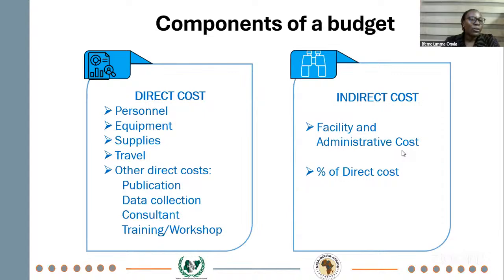Then our indirect costs. It's usually a percentage of what your direct cost is. Funders in their guideline, in the funding opportunity announcement, will tell you what percentage you can use as your indirect costs. So when you have your total direct costs, then you apply that percentage on your total direct cost. Then you have your indirect costs.